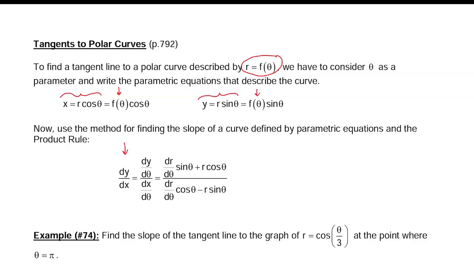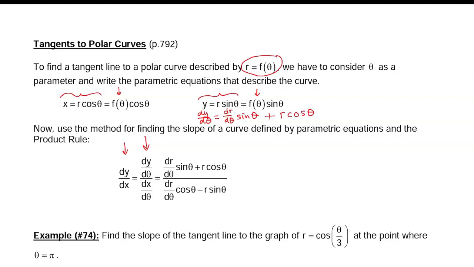We will use a similar derivative as parametric. We will take dy d theta divided by dx d theta. When I go dy d theta and I want to take the derivative, I'm actually taking the derivative of two functions being multiplied together. So I have to do product rule here. If I do derivative of the first times the second, that would be dr d theta times sine theta, plus derivative of the second times the first. You'll get r cosine theta. So that's dy d theta.